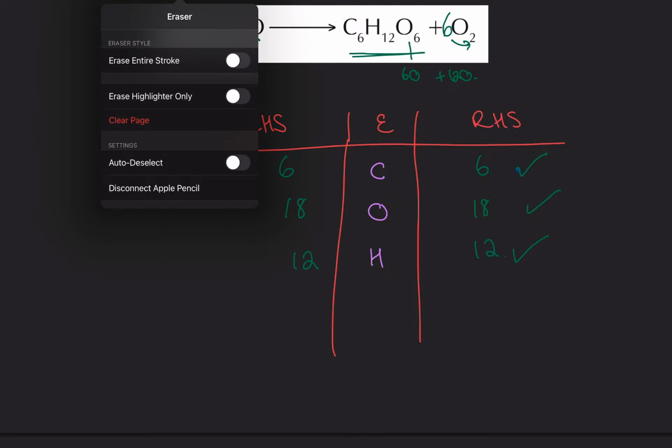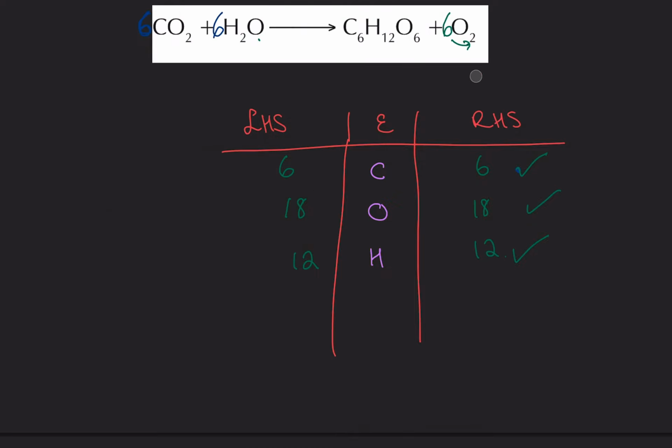So double checking it's all balanced. 6 C's on the left hand side, 6 C's on the right. 18 in total oxygens on the left hand side, 18 on the right. 12 hydrogens on the left and 12 hydrogens on the right. So again, it's fully balanced. And it's always good to double check.